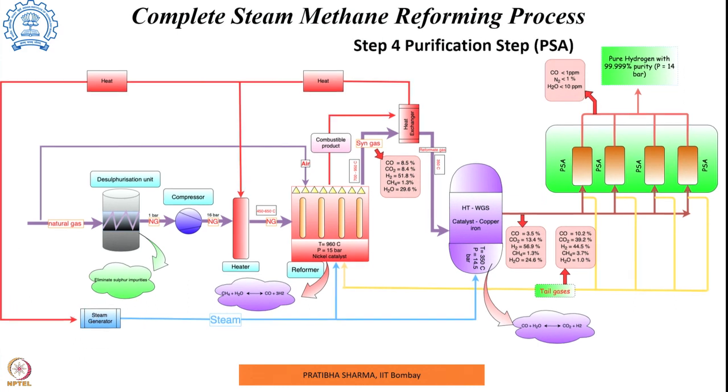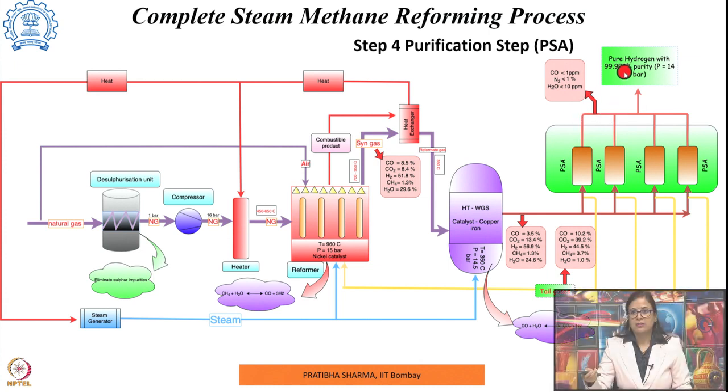In the last step, which we have seen today, the purification step, the product gas obtained after water gas shift goes to the pressure swing adsorption unit. Actually it is a batch process, however, using multiple adsorbent beds, it can be made continuous. After PSA, we get pure hydrogen with a purity of 99.999% at a pressure of approximately 14 bar.